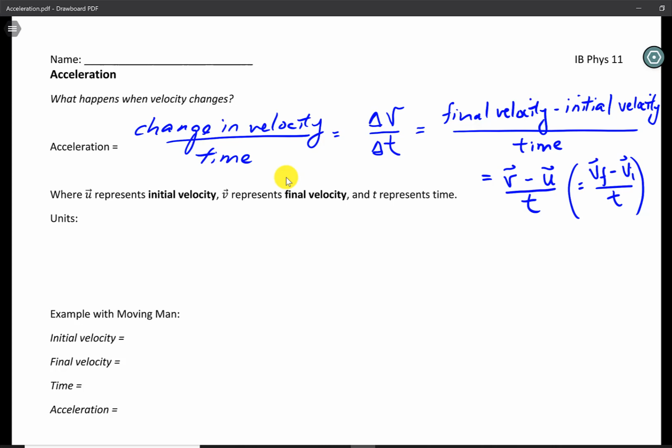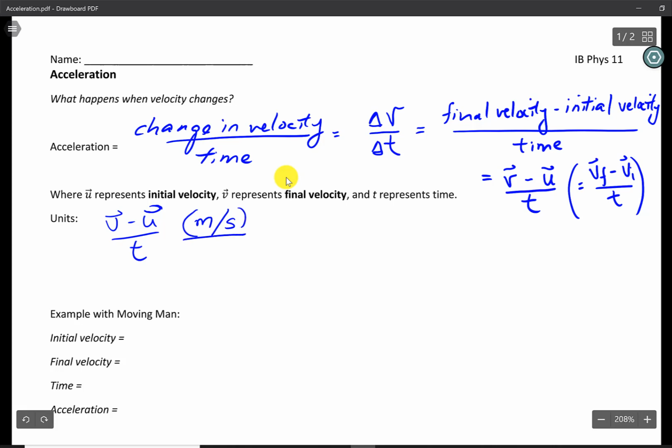Okay, so what are the units? If you take a look at the top, I'm going to rewrite this again. Notice at the top we have meters per second, and it's divided by seconds. So if we take meters per second divided by seconds again, we get meters per second squared for the units of acceleration.